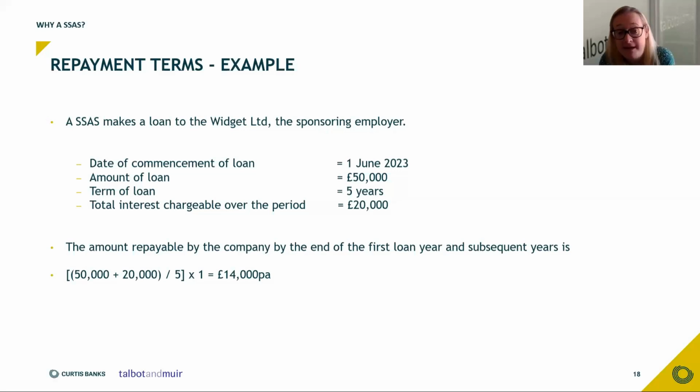The amount repayable by the company by the end of the first loan year and then the subsequent year will translate into the 50,000 plus the 20,000 divided by 5 times 1, which takes us to 14,000. With mathematical calculations, I do sometimes get confused with the square brackets and the curve brackets, but that calculation sits on top and then you divide it by 5 and times by 1. So that takes us to 14,000.